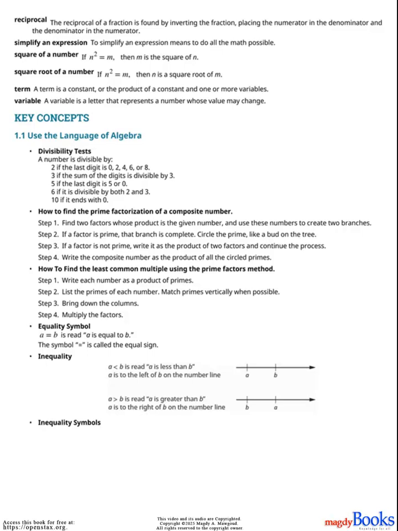Simplify an expression. To simplify an expression means to do all the math possible. Square of a number. If n squared equals m, then m is the square of n. Square root of a number. If n squared equals m, then n is a square root of m. Term. A term is a constant or the product of a constant and one or more variables. Variable. A variable is a letter that represents a number whose value may change.